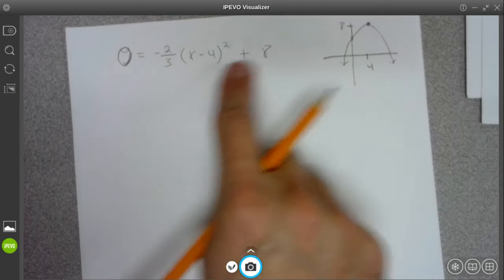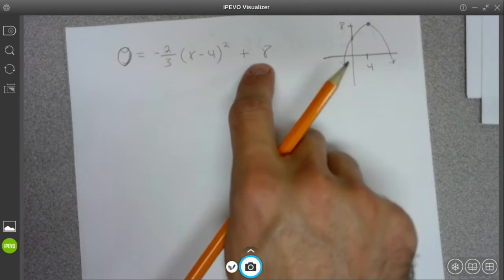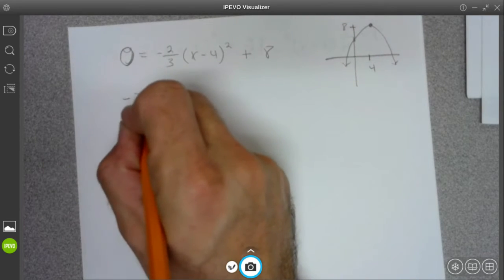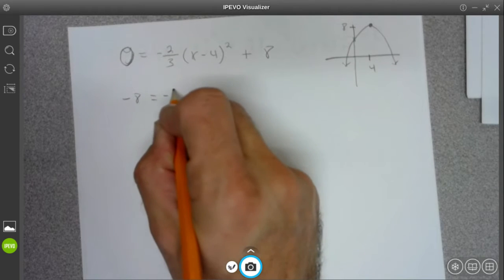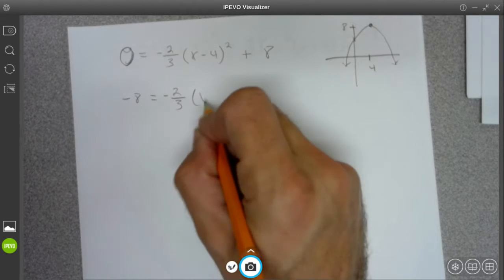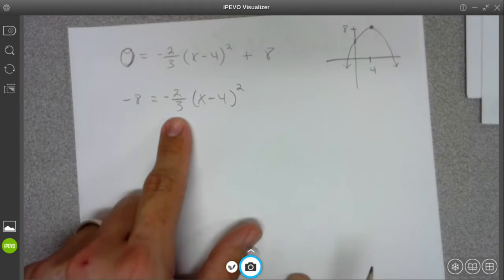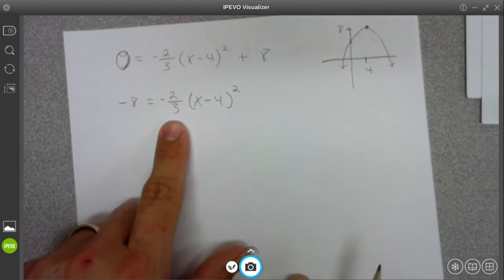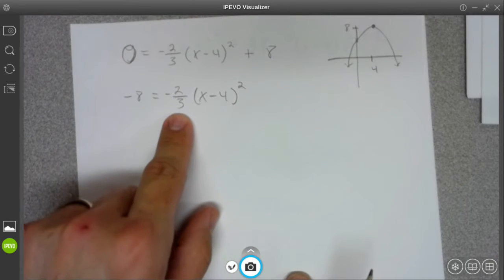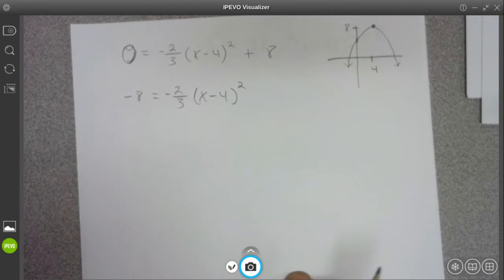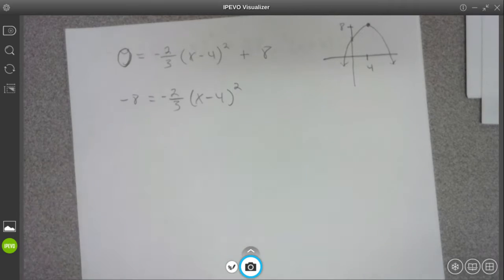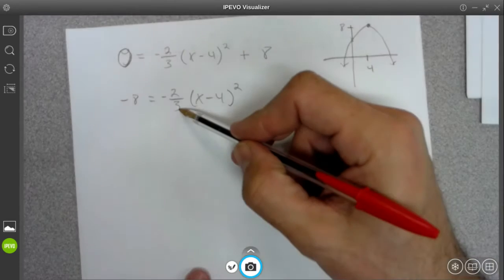Let's see. We're going to move the 8 over first. So subtract 8. We'll get negative 8 is equal to negative 2/3 x minus 4 squared. And this is the part I wanted to show y'all how to handle. When you have a fraction here, you could divide by negative 2/3 if you wanted to. The way that I've always handled it is we're going to multiply by its reciprocal. So remember, reciprocal is when you flip the fraction.